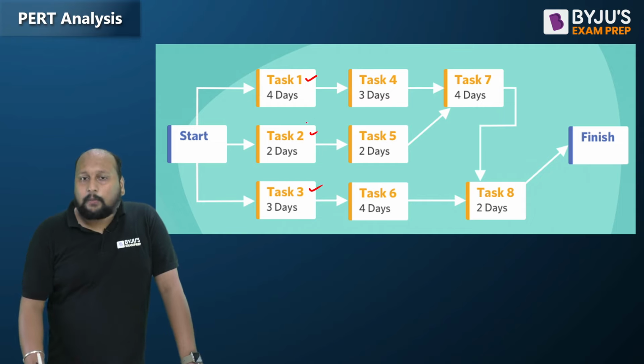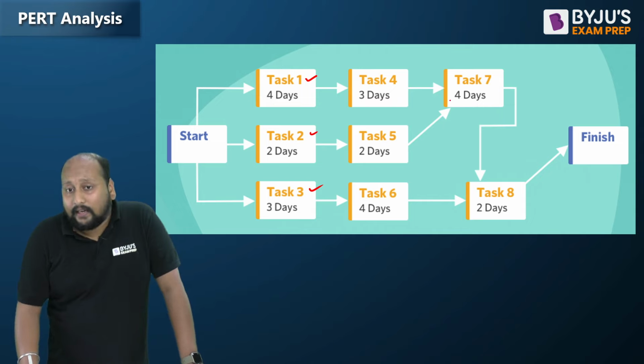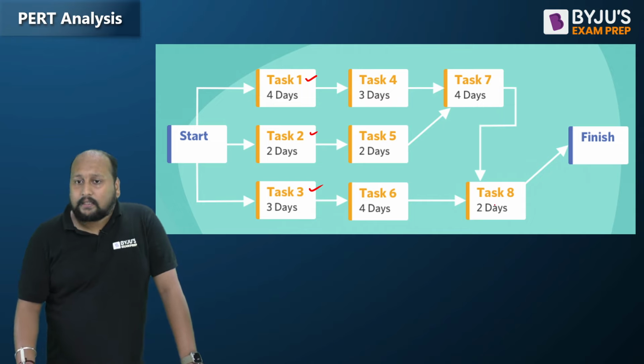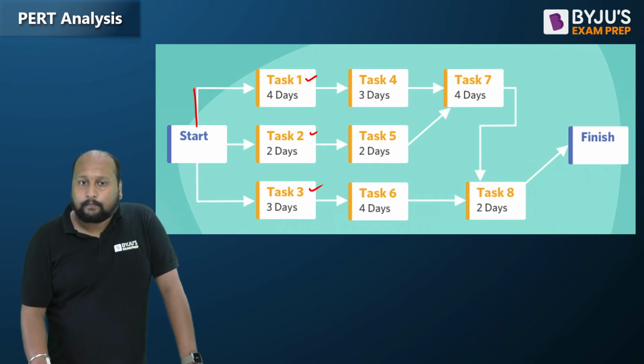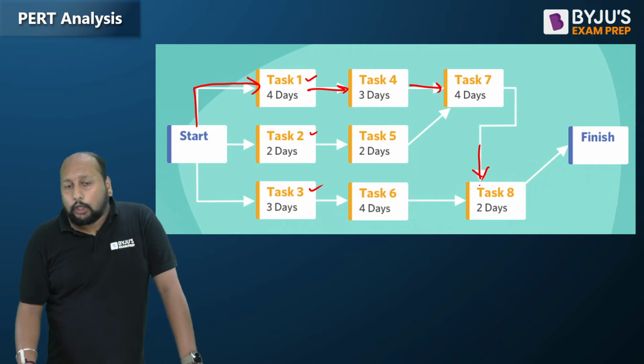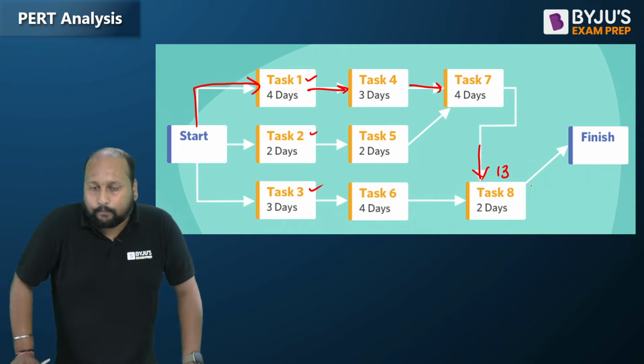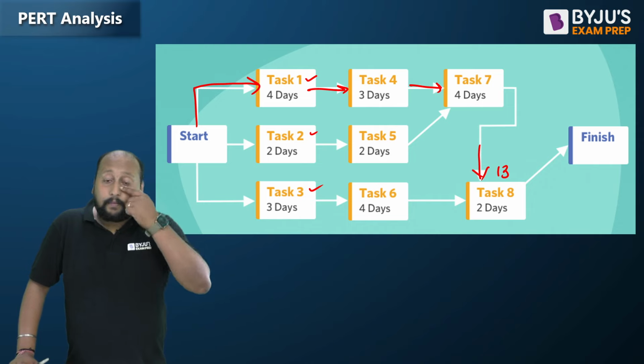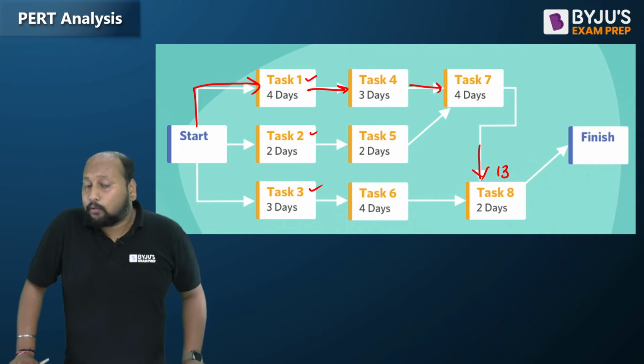Right? So let us suppose task number 1 is taking 4 days, task number 4 is taking 3 days, this is taking 4 days, and this is taking 2 days. So if you try to travel in this pathway, the total time taken will be 4 plus 3 plus 4 plus 2, that will be 13 days. 4 plus 3, 7 plus 4, 11 plus 2, 13, right?